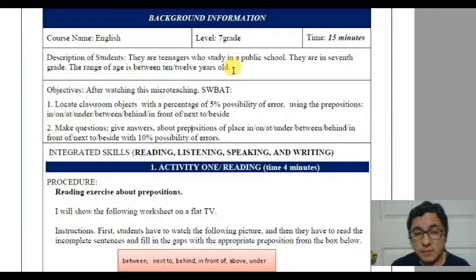Description of students. They are teenagers who study in a public school. They are in 7th grade. The range of age is between 10 to 12 years old.